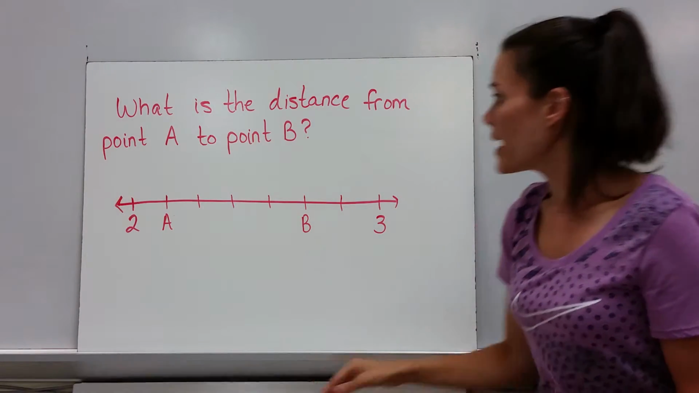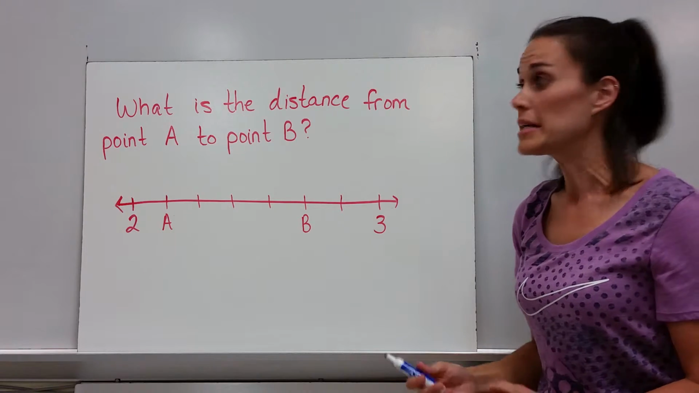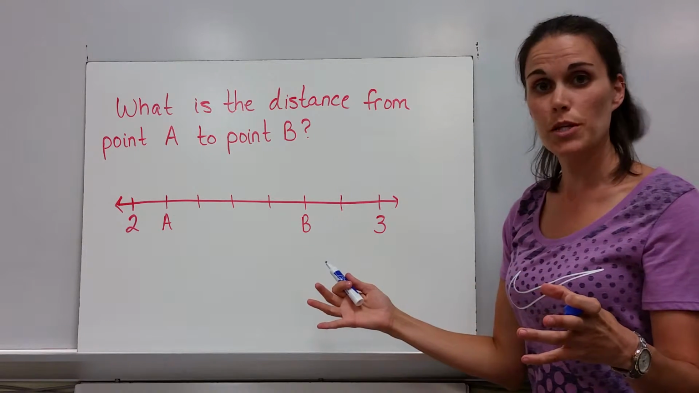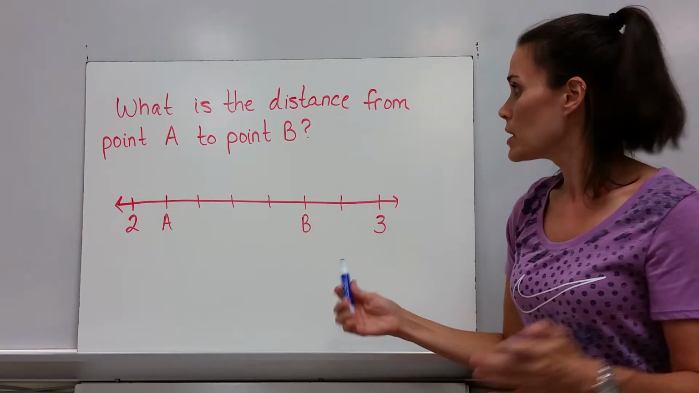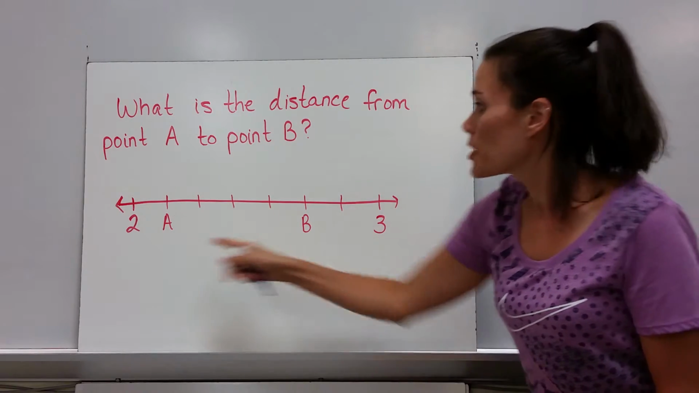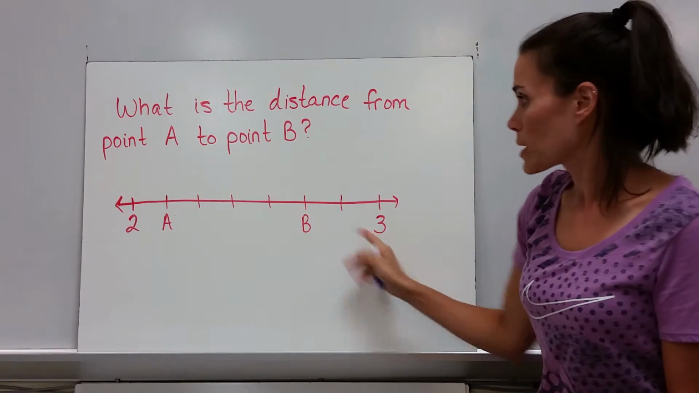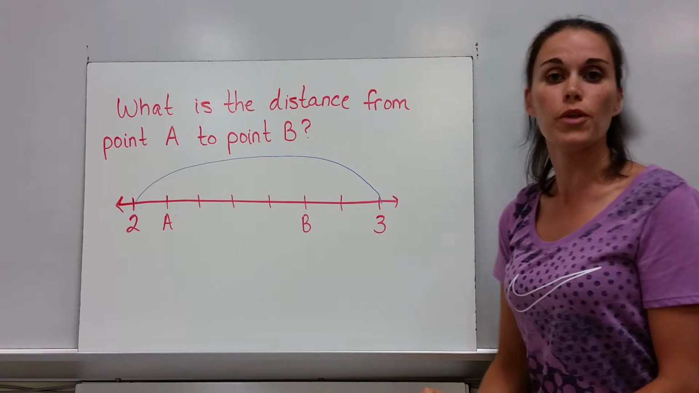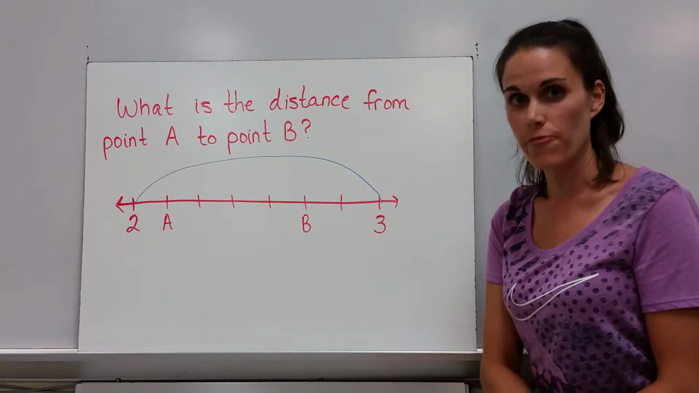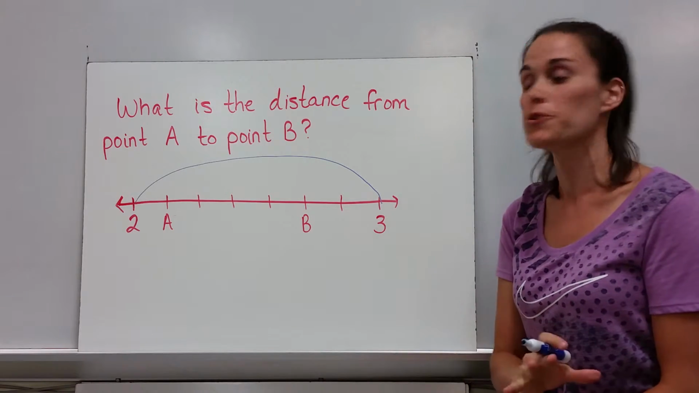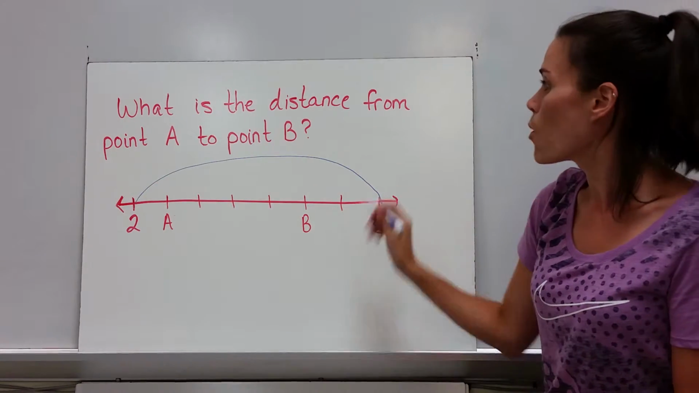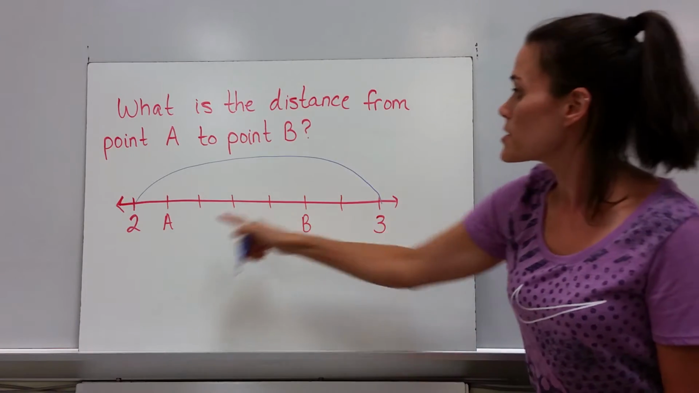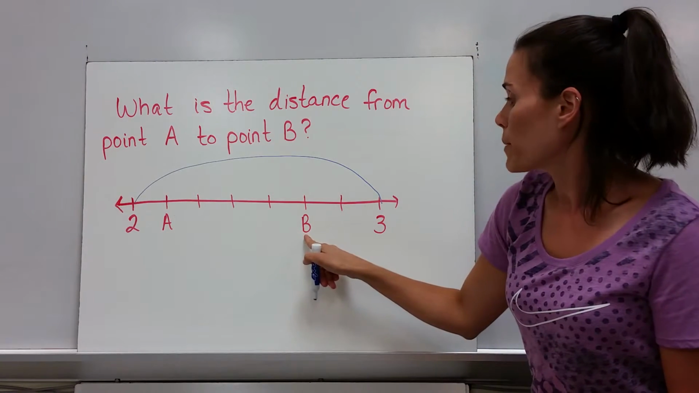All right, one other way that this skill can be presented is to find the distance between 2 points on a number line. So you can see our number line in general is between 2 and 3, but between the 2 and 3, that's still just one whole number. It's the same distance between 4 and 5, or 1 and 2, or 0 and 1. This is still just one number. So what is the distance from point A to point B?